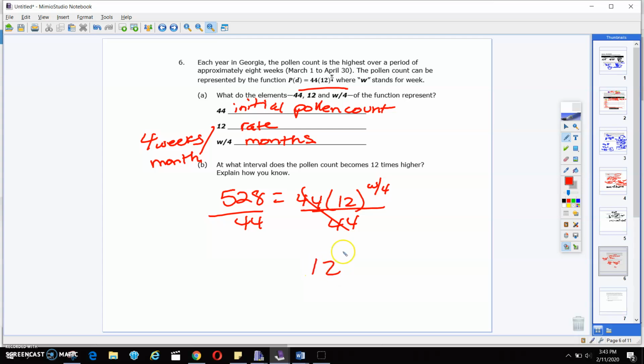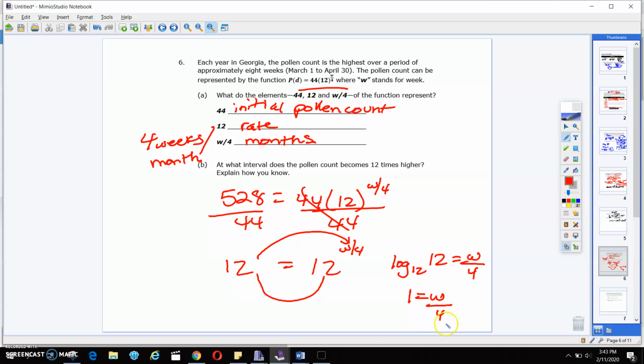And that's going to give me 12 to the W divided by 4. This is going to give me 12. Now if I write this out in log form, I'm going to go from base to the outside to the exponent. So this is going to be log base 12 of 12 equals W divided by 4. If I plug log base 12 of 12 into my calculator, I'm going to get 1. And if I solve for W, I'm going to get W equals 4.